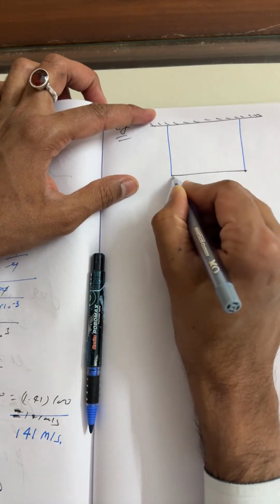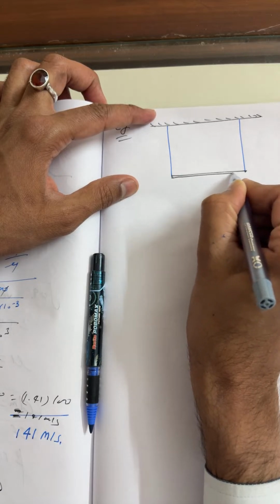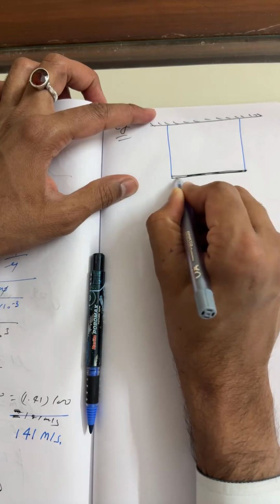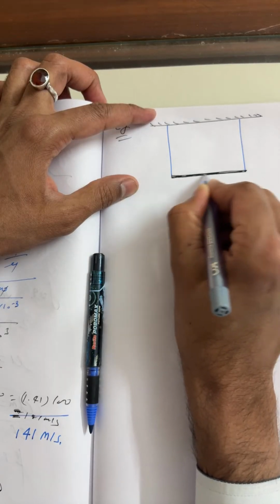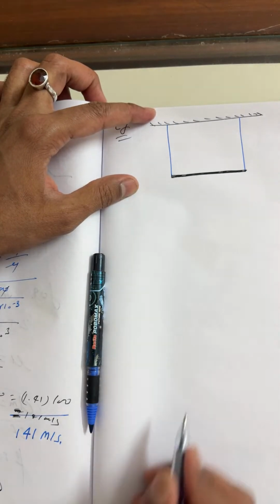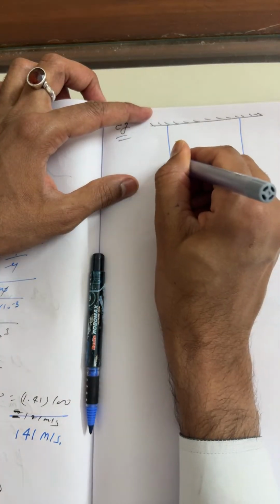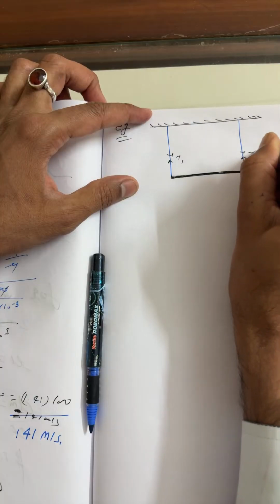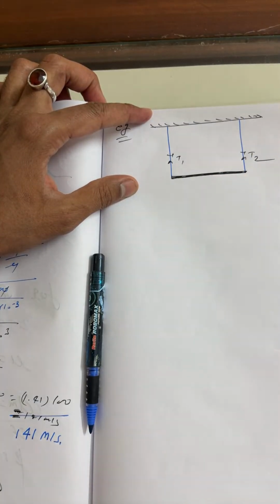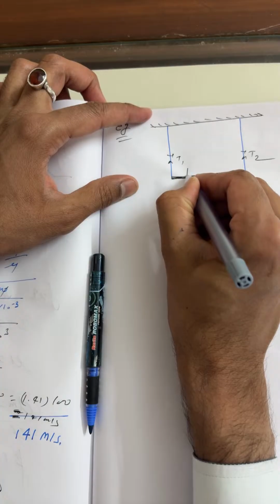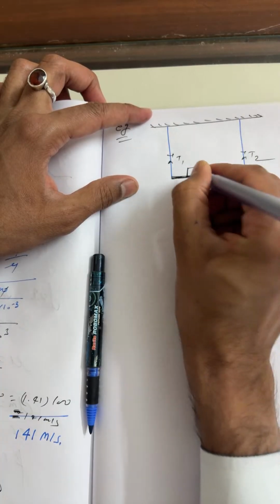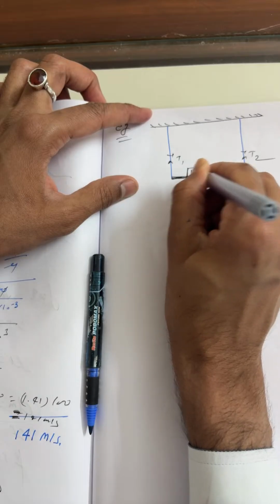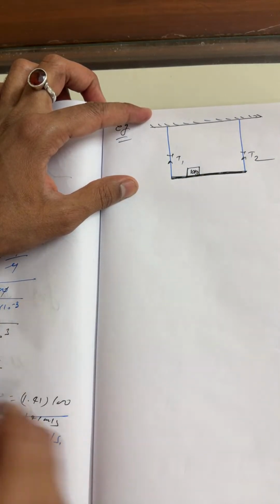So this is a rod. Here you can find, let us suppose, T1 and T2. One mass here, which is the mass of the block, you can take as 10 kilogram.